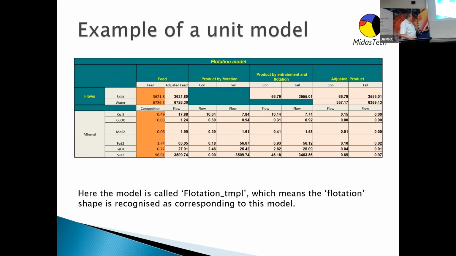So it knows that every time it sees a flotation cell, this is the model to be used. And it's simply you have your feed and it calculates your con and your tail. So from the user viewpoint, that's all they need to do. All they need to do is create a unit model and give it a name which corresponds to the shape that's being used, and now they can integrate their model into the simulation system. So as you can see, it's very easy. If someone says, I want to integrate my model into your system, all I'm going to ask for is something like this, where you tell me, what is your feed and what are your calculations to get your products?